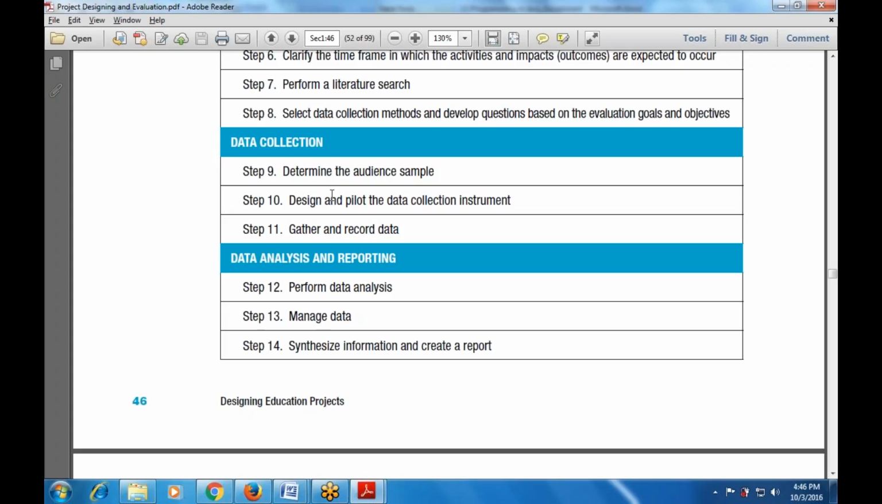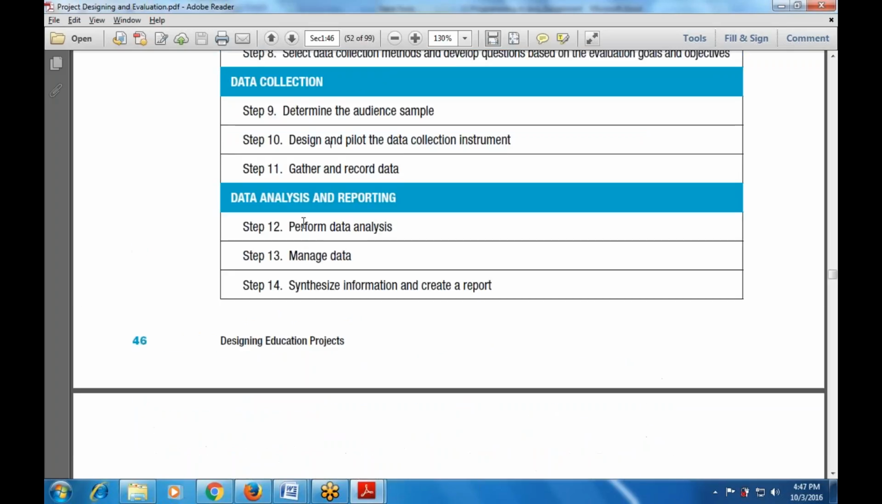How we can synthesize the information, what is the main opportunity for using the information, how it is developed, why it is developed, what is the main benefit of developing the information. So: perform the data analysis, manage data, synthesize information and create a report. That covers these 3 steps under the data analysis and the reporting.